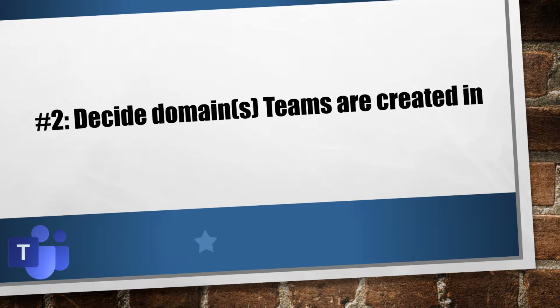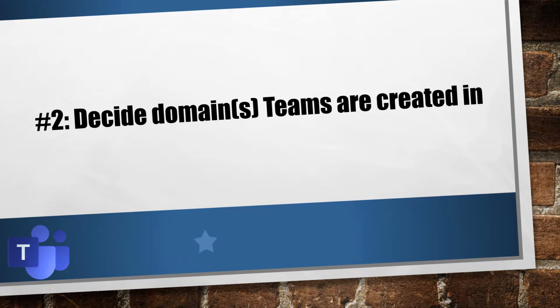All right, number 2, decide the domain or domains that teams are created in. By default, they're going to be created in your default Office 365 domain. So in the case of mine, it would be created in itspartlycloudy.com. But you can use email address policies to put them in a different domain. A common example is to put everything into a dedicated groups or teams domain. So then that would be groups.itspartlycloudy.com.